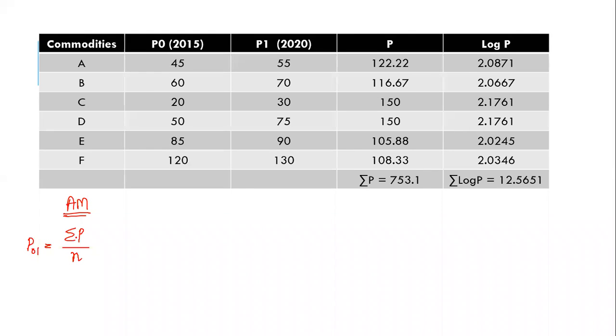So now we need summation P. How to find the value of P? They have given us the price of the base and the current year. So now, in the first value of P, find out the value. I have already explained this, so I will not calculate it again. How to do this? It is P1 divided by P0 into 100.